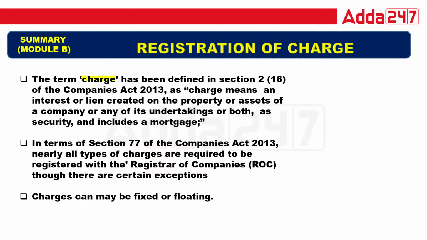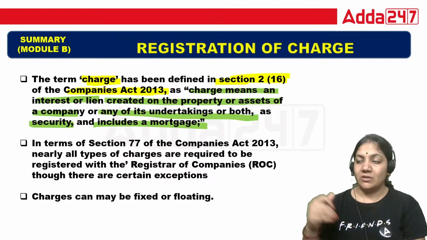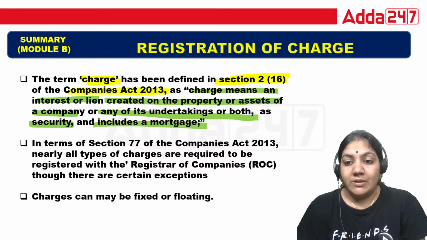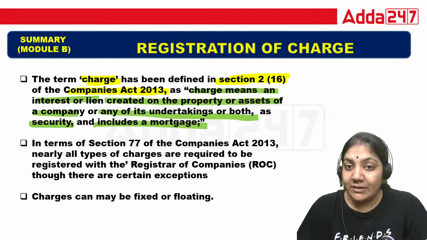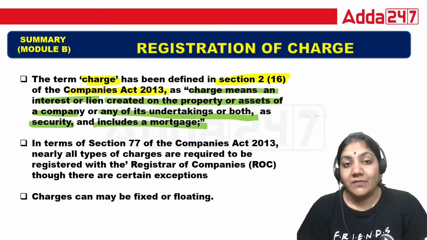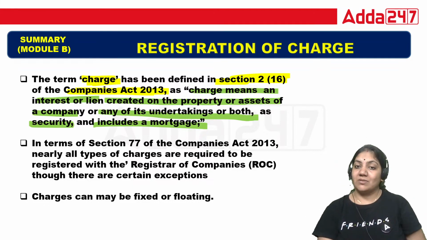The term charge has been defined in section 2 clause 16 of the Companies Act 2013. It means an interest or lien created on the property or asset of a company or any of its undertaking or both as a security, and includes a mortgage. Basically, suppose a borrower has taken a loan from the bank, and security is created on that property, so on that security the lien is created. That is called the charge. This definition is given in the Companies Act 2013. So this is a very important section.